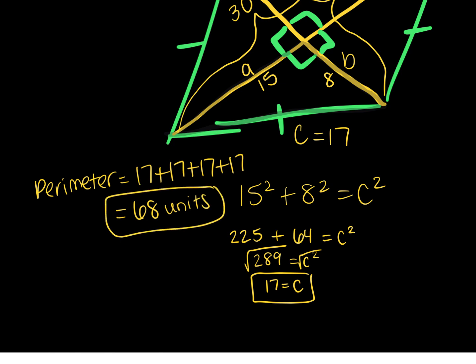Hannah, what's up? You can make A either 15 or 8. The only thing you can't make A is 17, okay? The C value is the one that matters the most.